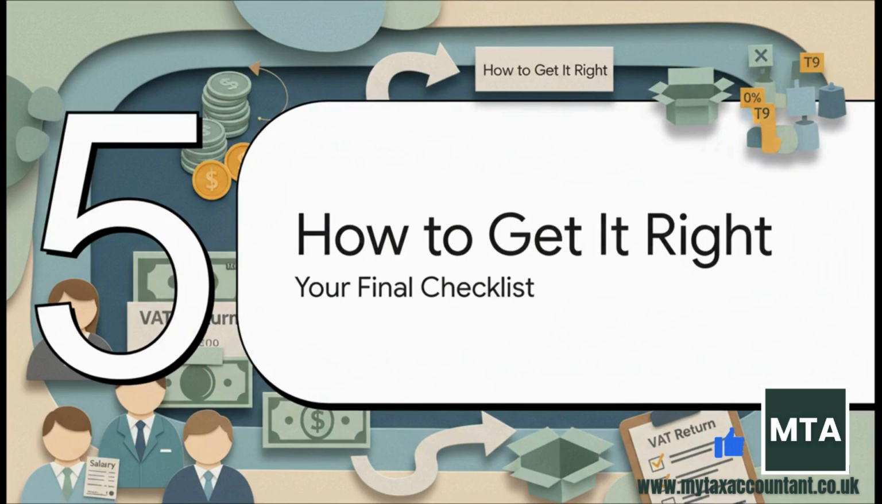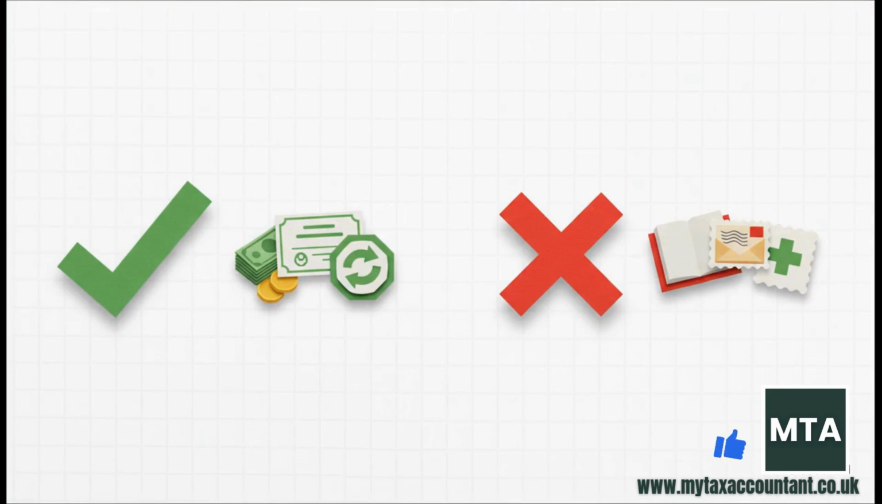Okay, let's pull all of this together into something you can actually use. Here is your final actionable checklist to make sure you nail this every single time. Think of this as your T9 rule book. Do use T9 for things genuinely outside the VAT system, like wages and bank transfers. Absolutely do not use T9 for things you sell that happen to be zero-rated or exempt. And the golden rule to remember: T0 and T2 items must go on your return, T9 items do not.